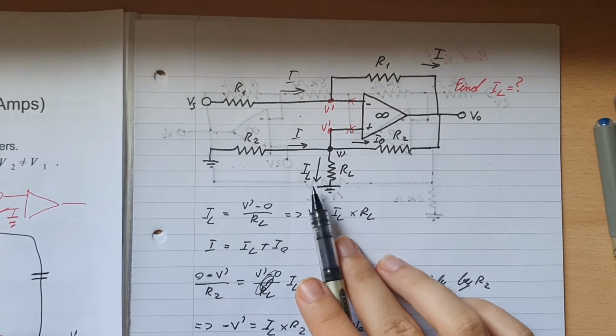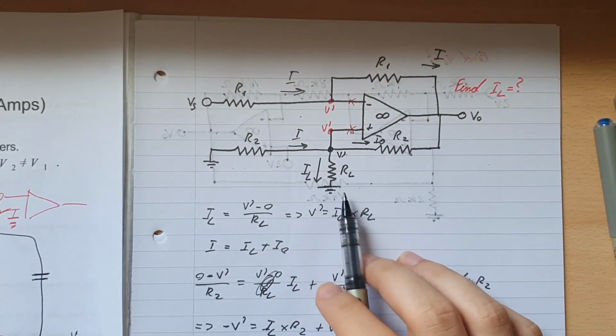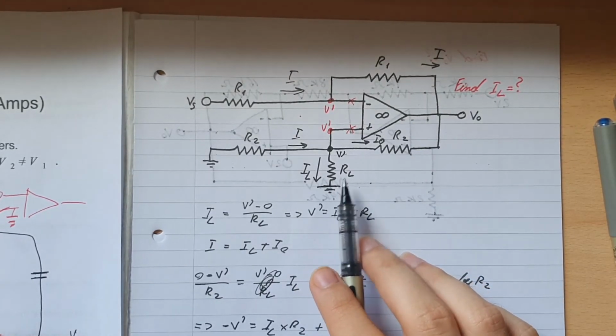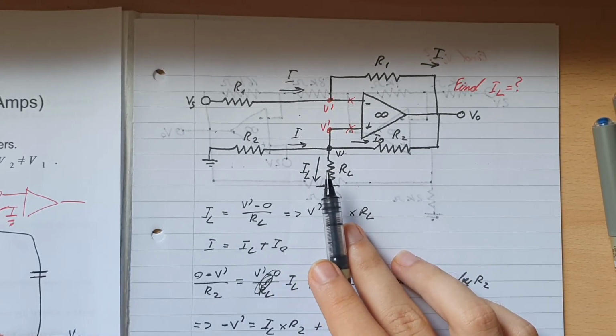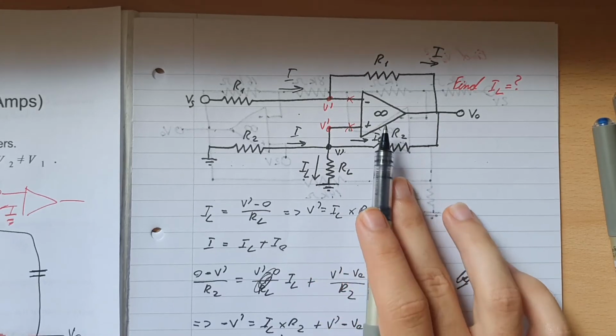sometimes you need to determine the current to this resistor. I don't think this is good. I don't think you really use this in real applications. I mean, there are better ways to do it. You don't really need an amplifier for it.